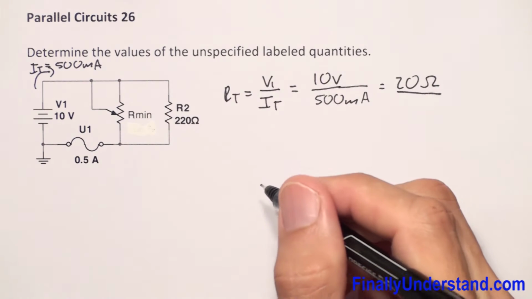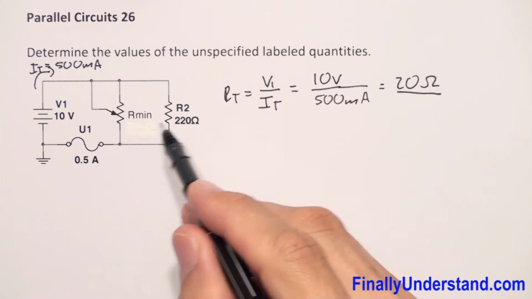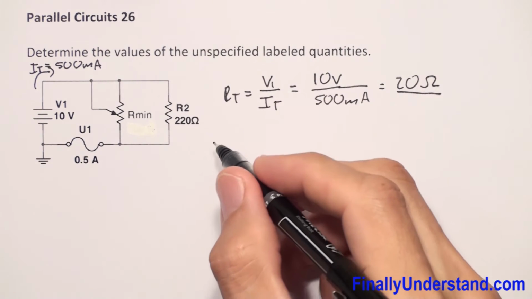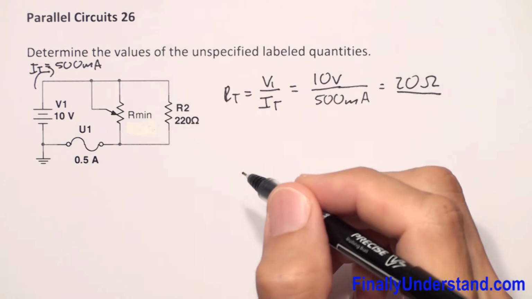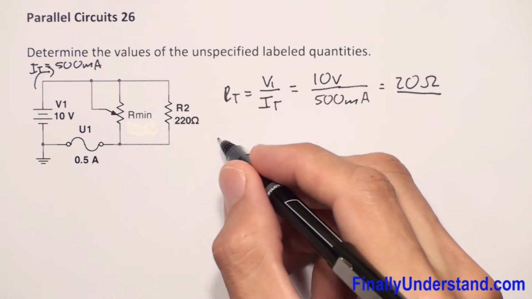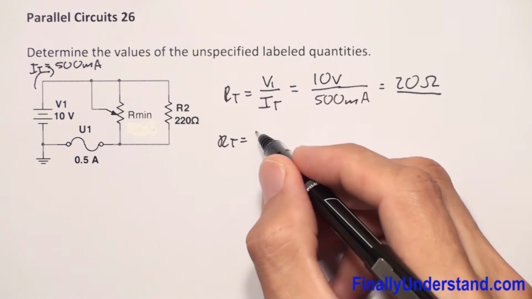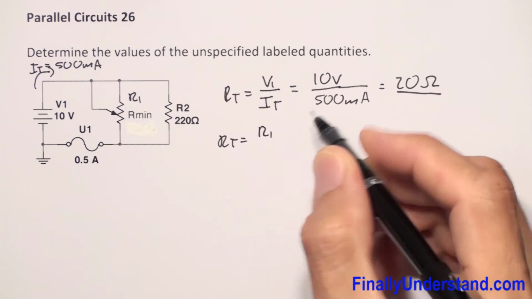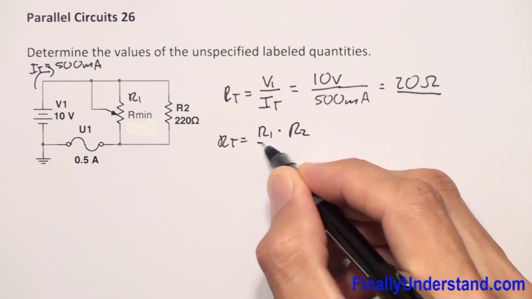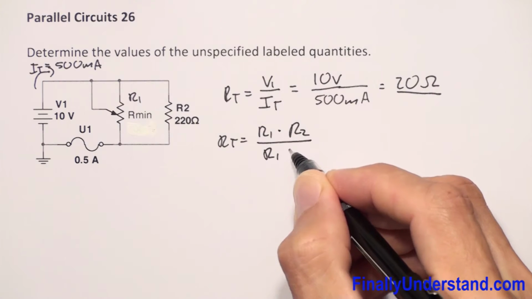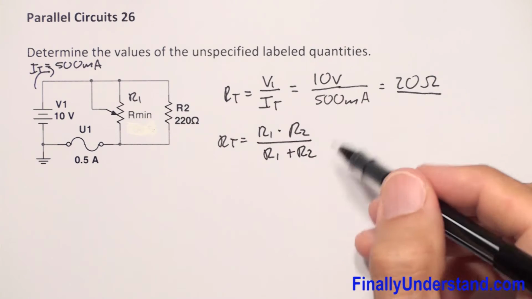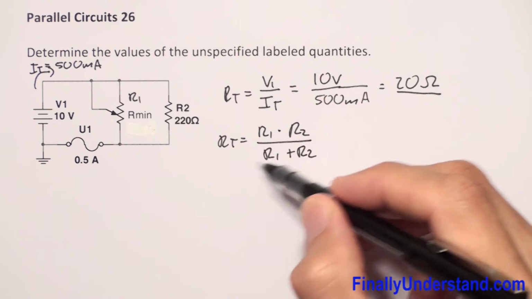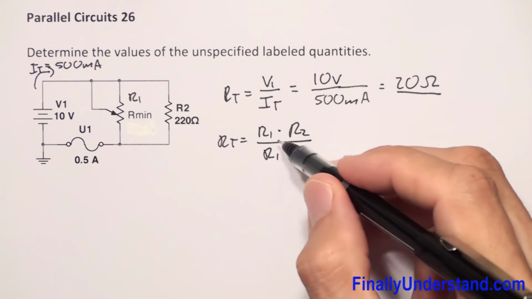Next, we have to realize that we have two resistors that are in parallel. That's why I'm going to use the formula for the parallel circuit for two resistors, which is called product over the sum. So R total is equal to, I'm going to call this R1, times R2 over R1 plus R2. Please notice that R2 is given, R total we just found, and we have to solve this formula for R1.